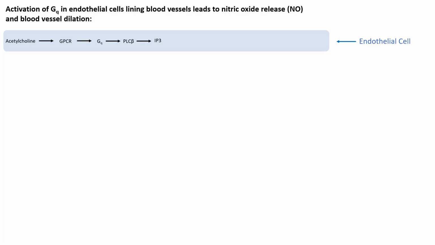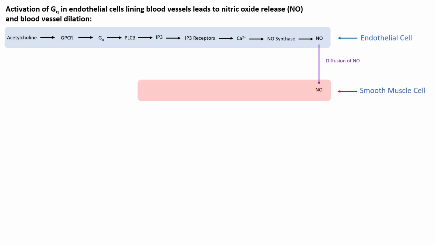Now, we're not interested in what DAG will do, but we're interested in what IP3 will do in this pathway. IP3 will lead to activation of IP3 receptors on the ER, and these are calcium channels that will open, and that will lead to the release of calcium, or the activation of calcium, remembering the activation of any second messenger is a concentration increase of that second messenger within the cytosol. Calcium activation leads to the activation of NO synthase, an enzyme which will take arginine and produce NO. Now, NO will diffuse out of the endothelial cell into the smooth muscle cell.